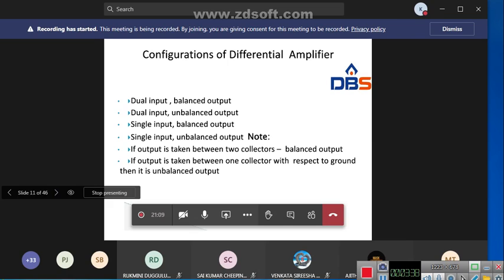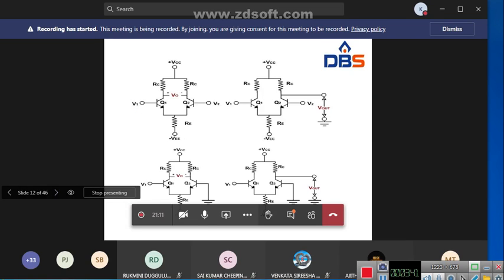If you see the diagrams, we have four diagrams here. In the first diagram, the two collector resistors are combined and the two emitter resistors are combined. Here we have two power supplies, plus VCC and minus VEE, right? And in the circuit we have two inputs, V1 and V2. In the first diagram the output is taken between two collectors.